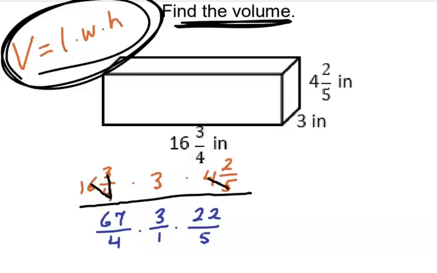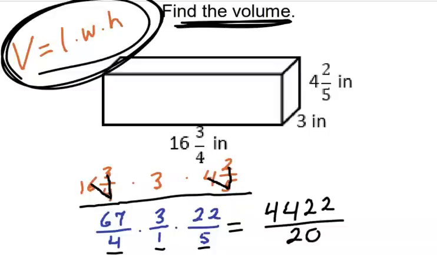4 times 5 is 20, plus 2 more is 22. So there we have it. So now we're going to have to multiply across the top. So we're going to have 67 times 3 is 201 times 22. And that gives you 4,422. And then down here, the denominator is just 4 times 1 times 5. It's just 4 times 5, which is 20.